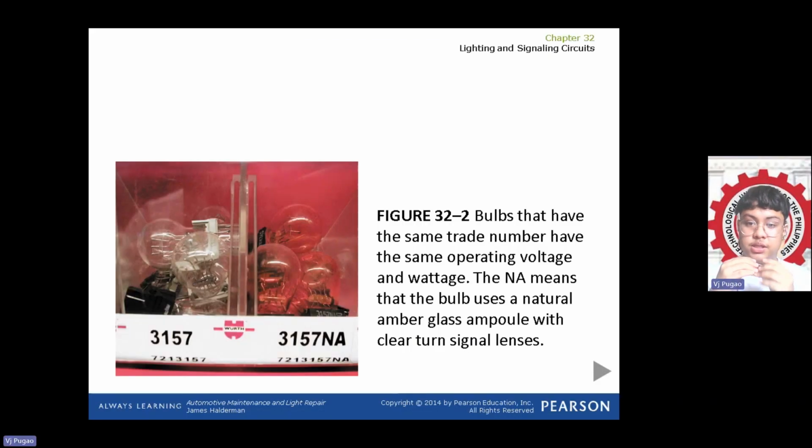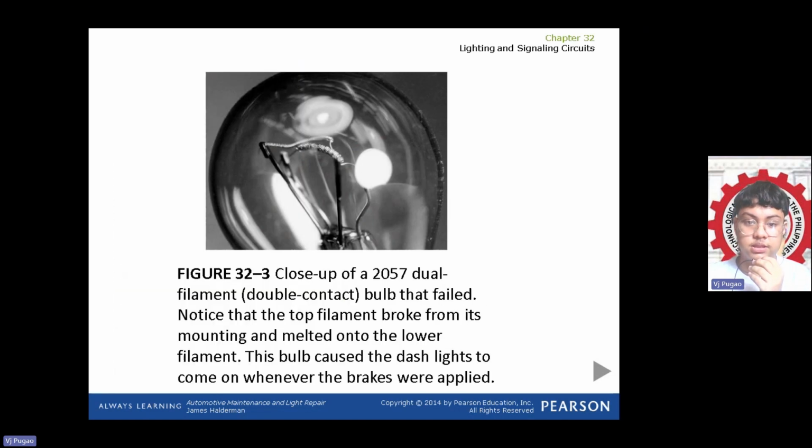Bulbs that have the same trade number have the same operating voltage and wattage. The NA means that the bulb uses a natural amber glass ampule with clear turn signal lenses.